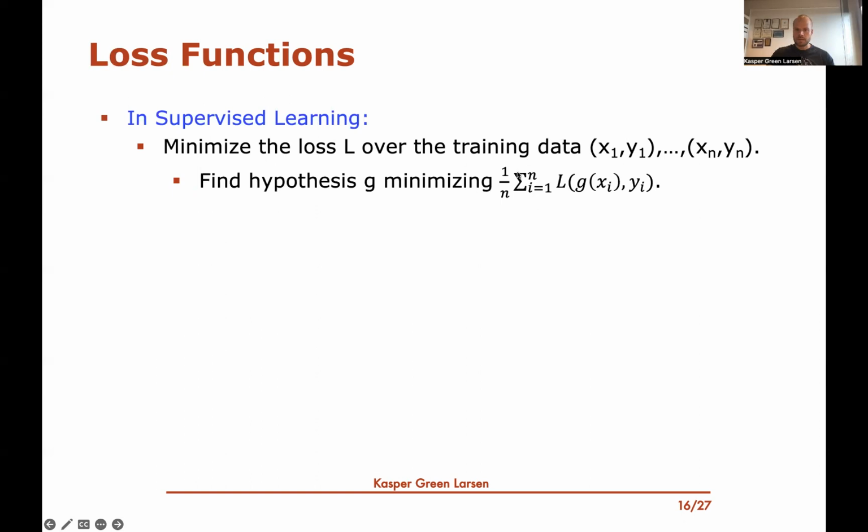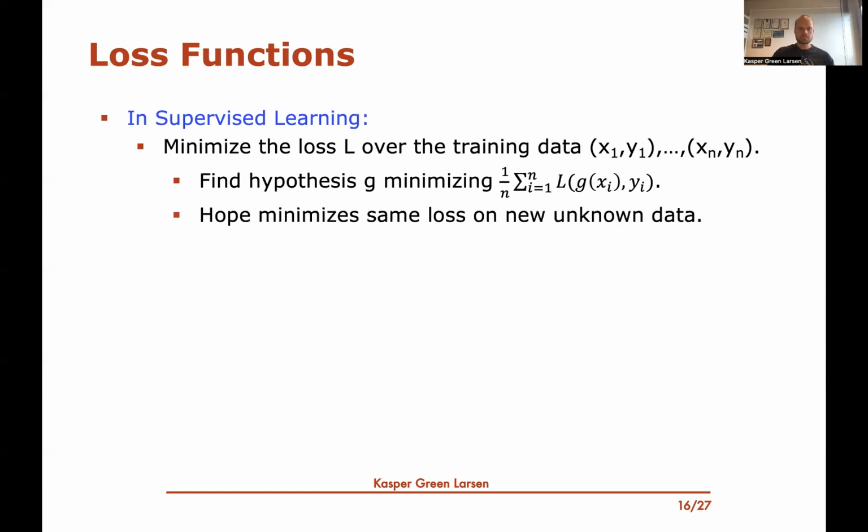So you sum over all the data examples. You look at the true label y_i, and the prediction is what your current hypothesis predicts on x_i, and you evaluate what this loss is. Here we're just averaging over all the n training examples, right? So basically we're finding the hypothesis with the smallest average loss on the training data.